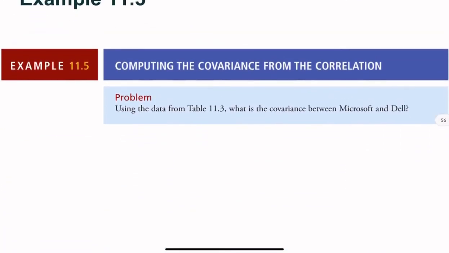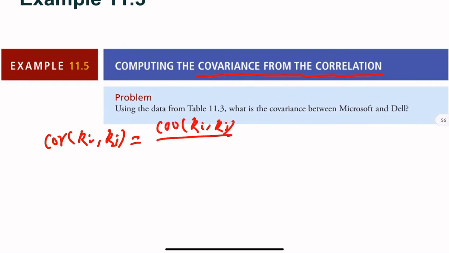Okay, now let's see this example: computing the covariance from the correlation. Remember the definition of correlation. Let's say we want to calculate the correlation between Ri and Rj. We have learned this equals the covariance of i and j divided by the standard deviation of i times the standard deviation of j.